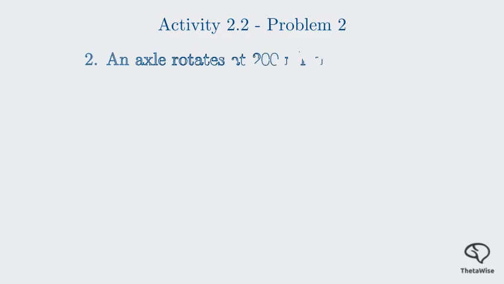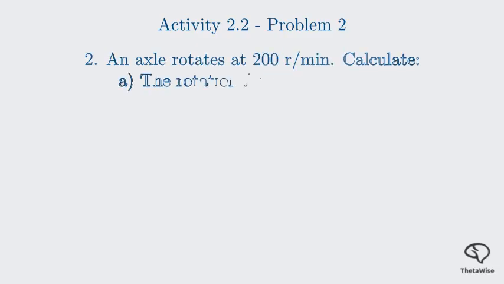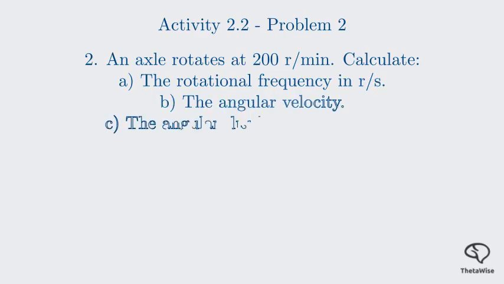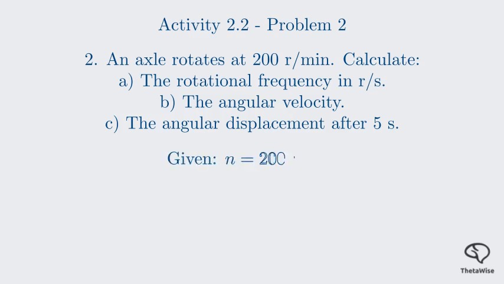Let's move on to problem 2 of Activity 2.2. The problem states that an axle rotates at 200 revolutions per minute. We need to calculate its rotational frequency in revolutions per second, its angular velocity, and its angular displacement after 5 seconds. First, let's write down the given information. The frequency is given as 200 revolutions per minute, or 200 r/min.